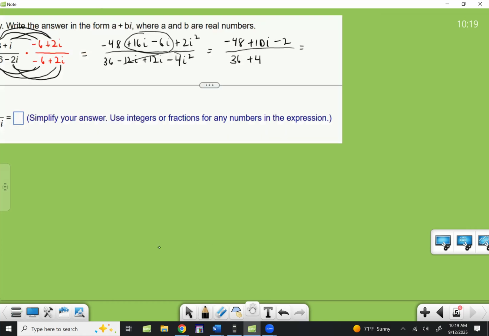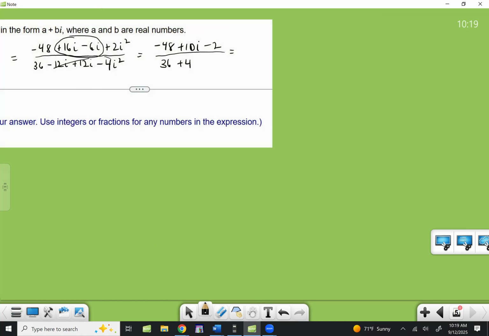It's going to be a lot of simplifying on this one. All right, -48, take away 2. That's going to be -50. And then 36 plus 4 is going to be 40. Now the directions want us to put it in a plus bi form again. So what we're going to have to do is write the -50 over the 40, and then write the 10 over the 40. Don't forget your i on that last term.